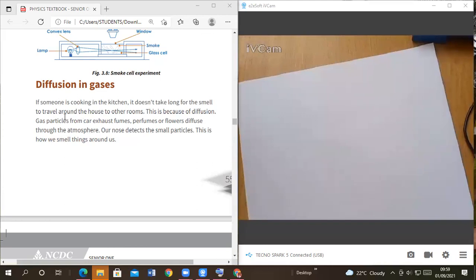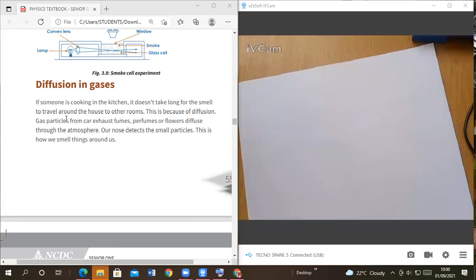Now they are also saying that gas particles from a car exhaust fume. Do you know the car exhaust? That part behind the car where smoke comes from is called the exhaust. So the gas particles from the car exhaust fumes and perfumes or flowers can diffuse through the atmosphere.